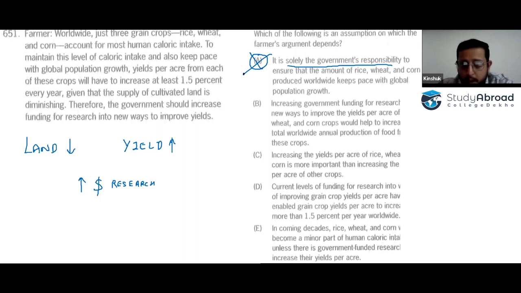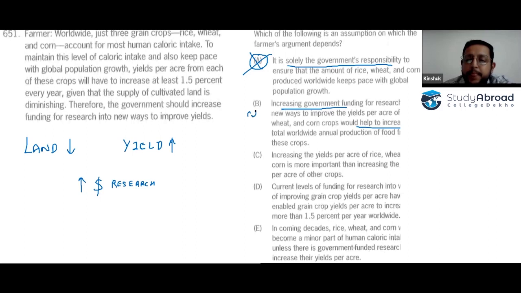Now let us look at answer choice B. B says increasing government funding for research into new ways to improve the yields per acre of rice, wheat and corn crops would help to increase total worldwide annual production of food from these crops. It says increasing the funding will help to increase the yield. That is the idea behind it, right? Isn't that why the author is saying that the government should increase the research so that they could improve the yields? So you should not eliminate this answer choice, you should hold on to it.